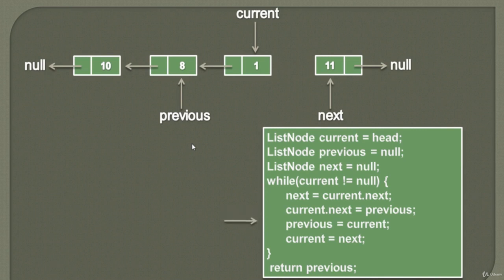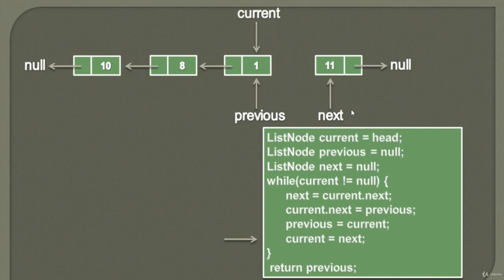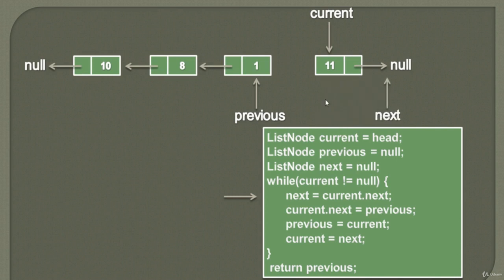Moving ahead, we'll make previous point to current, and finally we'll make current point to the value which next points to, so it will traverse to the fourth node. Again we'll check whether current is equal to null or not, so it's not equal to null. Now next points to current's next, and here current's next points to null, therefore next will be pointing to null.